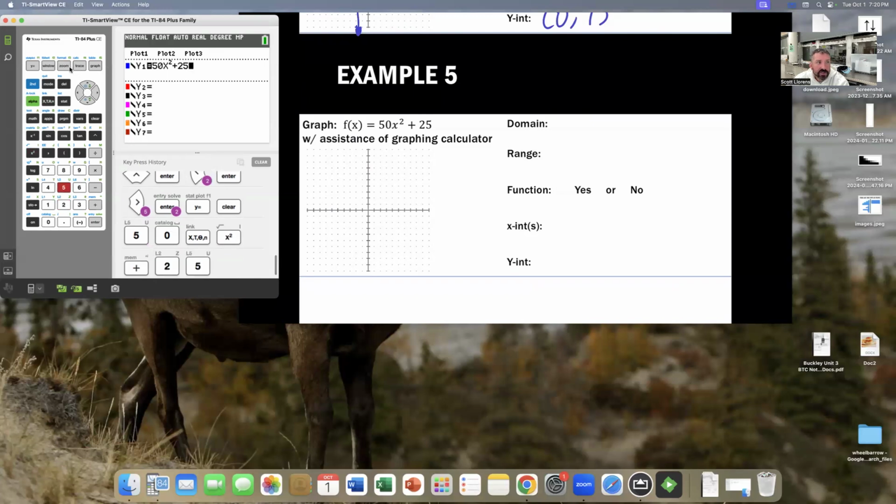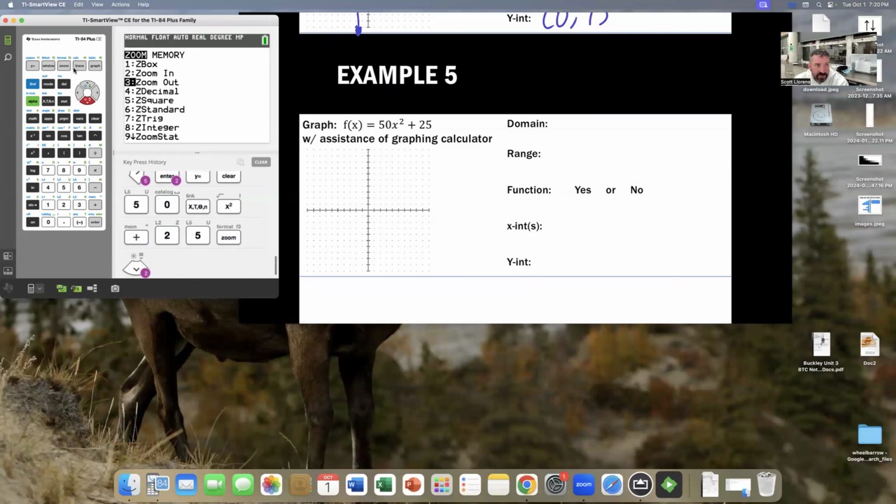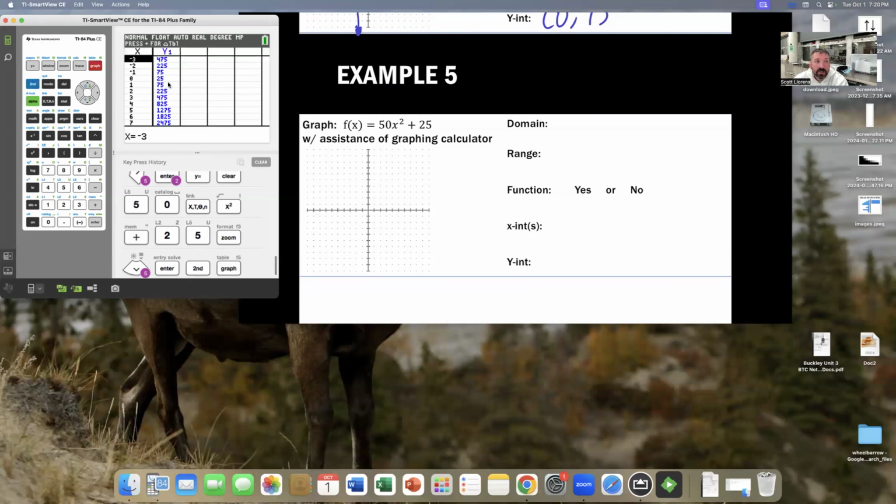Now we're going to graph this. Maybe we zoom standard it again because I did mess with the window last time. So I clicked on zoom, zoom, and then standard. Uh-oh, not seeing any graph. That seems like a problem. Okay, what's going on right now is our points don't fit. Look at the table. These points are way too big for the standard zoom window.